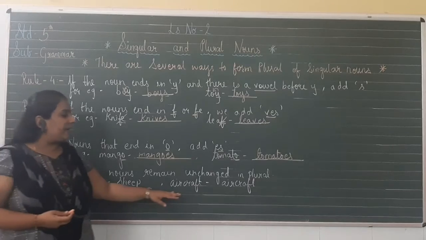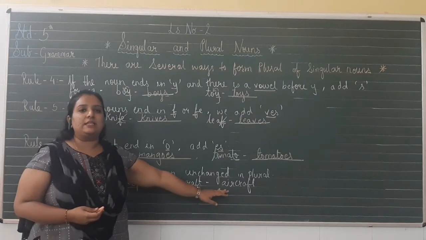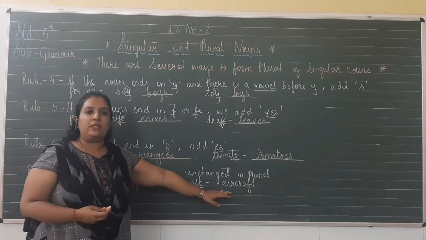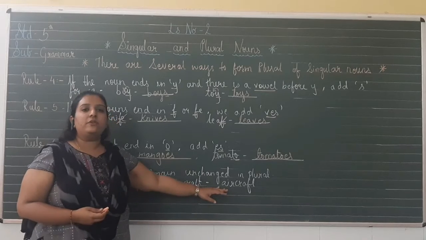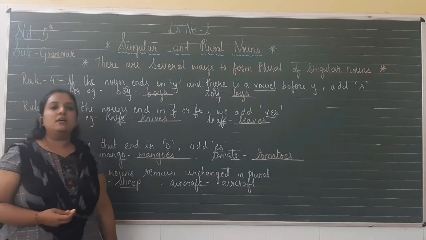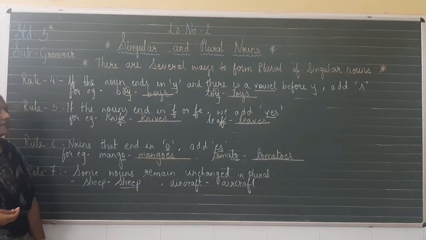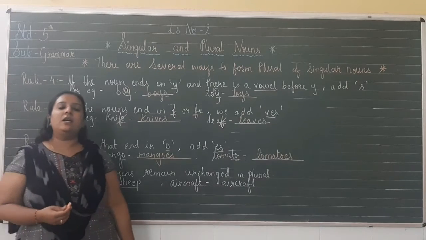The same way goes with aircraft. We don't have to add s, es or ves or drop anything. Aircraft will remain aircraft as it is. So what is rule number 7 telling us? That some nouns remain unchanged.